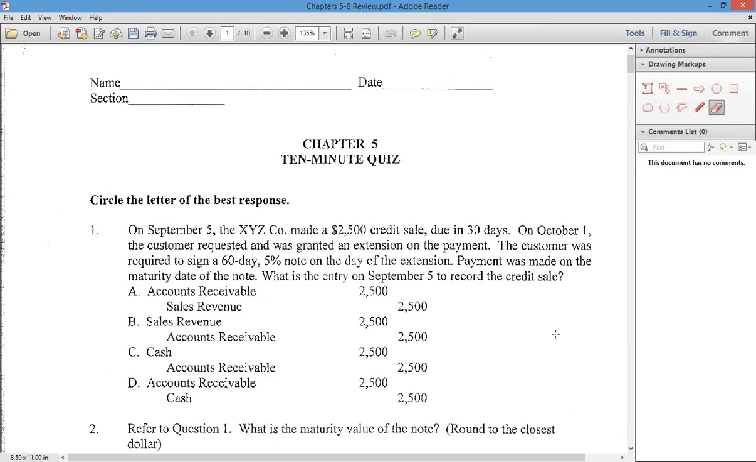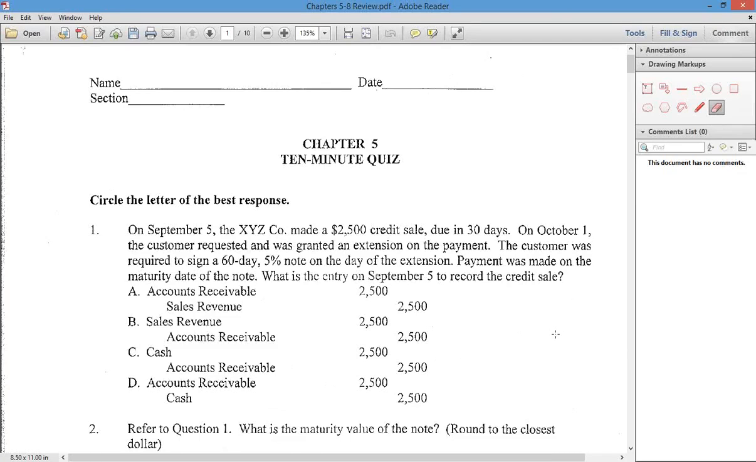So on September 5th, XYZ Company made a $2,500 credit sale due in 30 days. On October 1st, the customer requested and was granted an extension on the payment. The customer was required to sign a 60-day 5% note on the day of the extension. Payment was paid on the maturity date of the note. What is the entry on September 5th to record the credit sale?